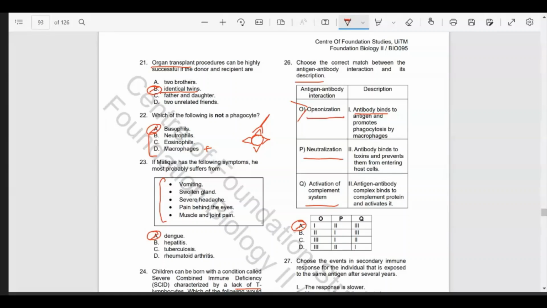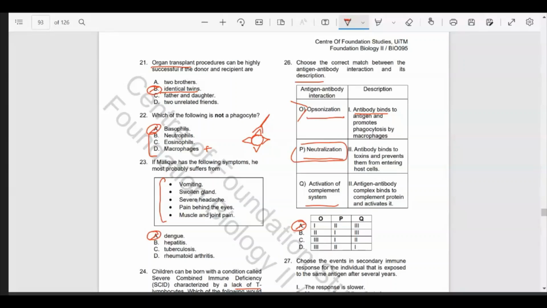Okay. Precipitation untuk antigen yang dissolve dalam body fluid awak. So by binding, antigen binds to the antibody. It causes the dissolved antigen to be precipitated. Okay, daripada dissolve, precipitate, so that the macrophage can come and then engulf. Macam itulah. And then the second mechanism adalah neutralization. So neutralization is when antibody binds to toxin and prevent them from entering host cell. Okay, so that is another way of causing the virus or the pathogen to be inactivated.